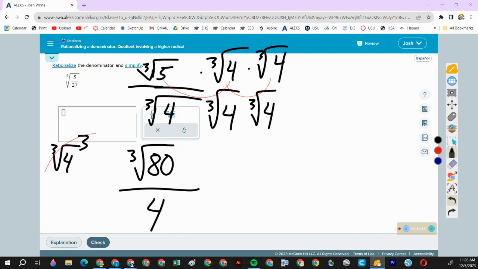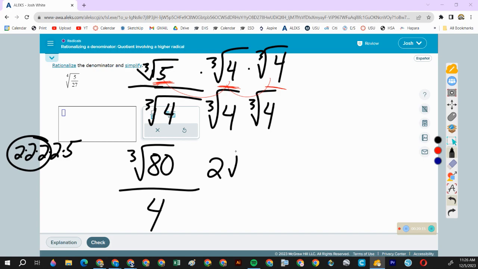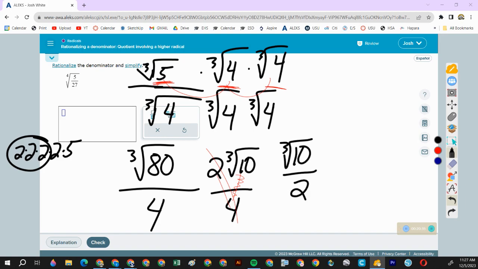Does 80 simplify? Well, 80 is made up of 5, 4, and 4. So 2 times 2 times 2 times 2 times 5. I need 3 of them. So that brings a 2 out front. Third root of 10 over 4. All of these share a 2. Can I take out a 2 from all of them? Not all of them. Not this one. But I can pull a 2 out of those. And I get the third root of 10 over 2.